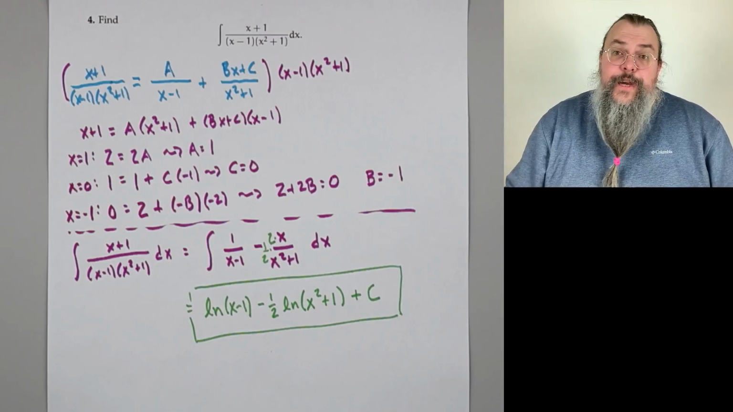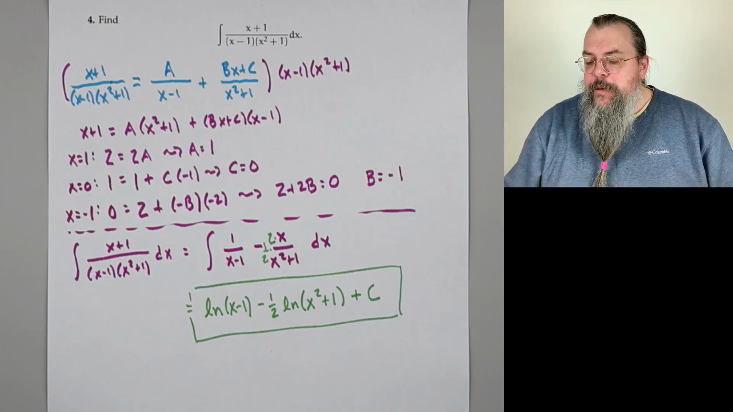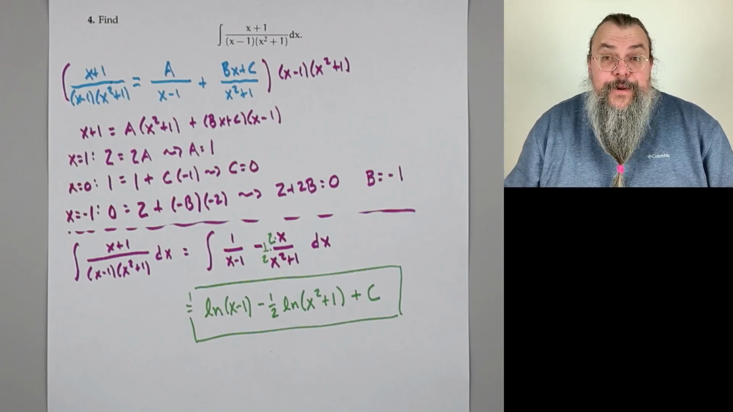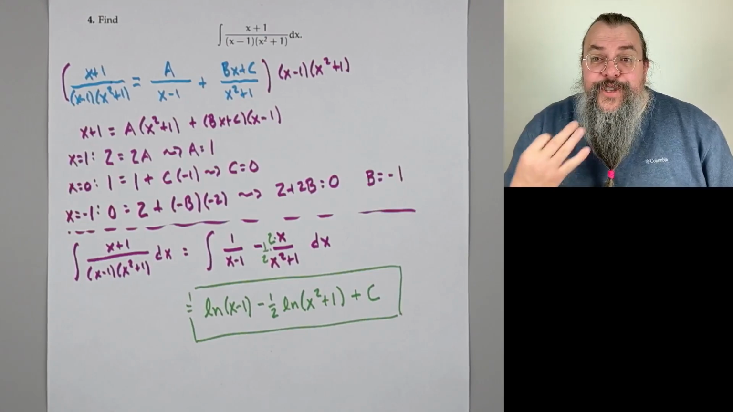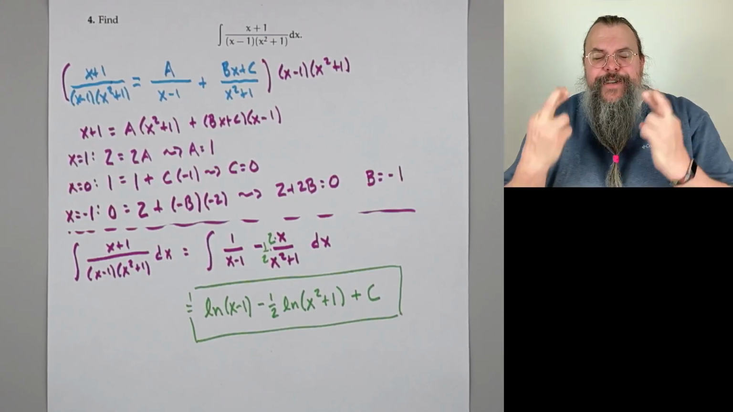I have to say I'm a little sad that there's no arctangent, but that's okay. Maybe we're saving that for another problem. Who knows? There's still more problems to do, right? We still have 3 more chances to get an arctangent. Fingers crossed.